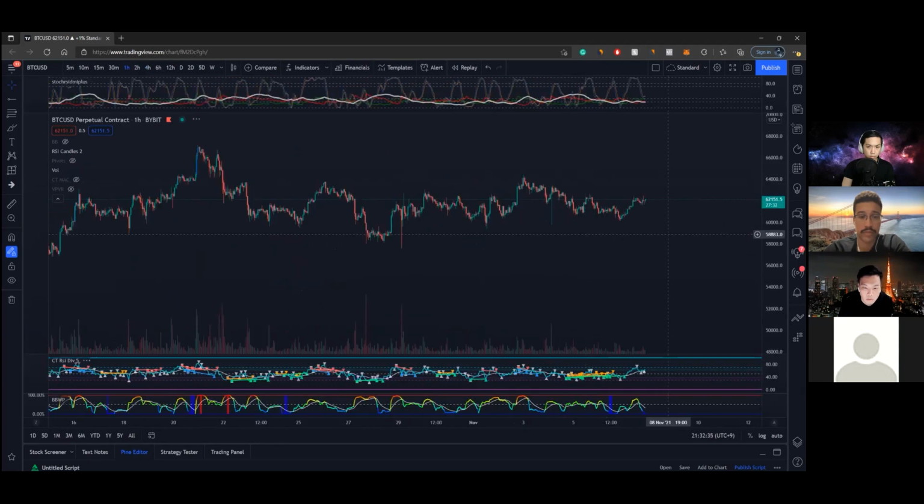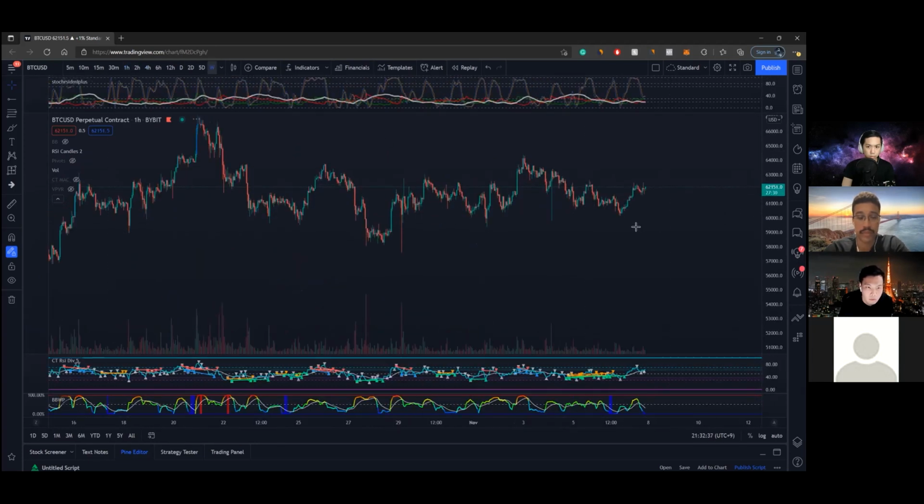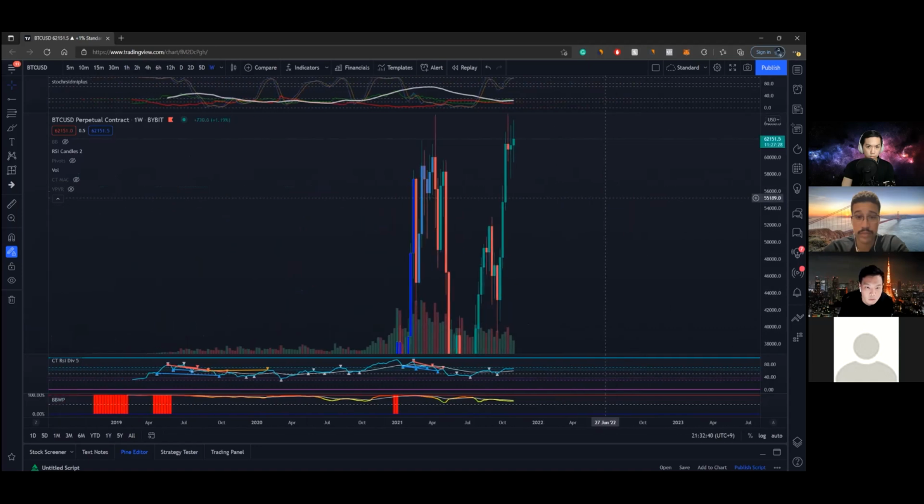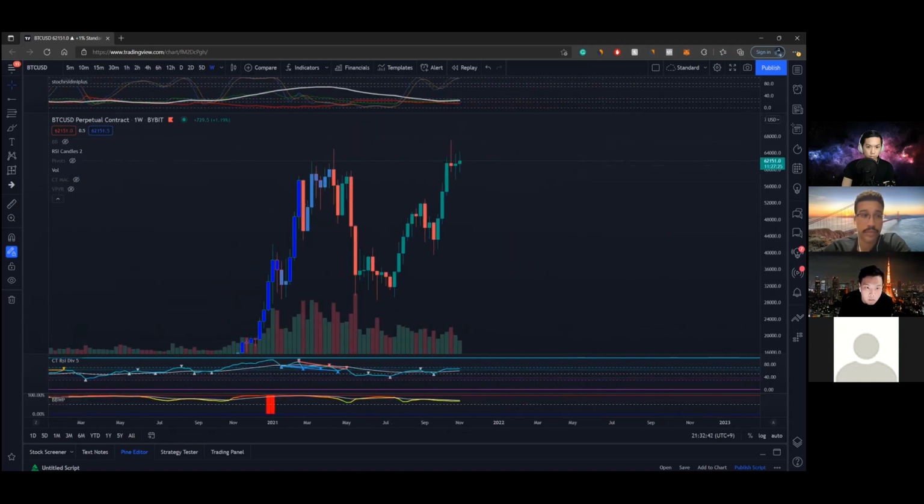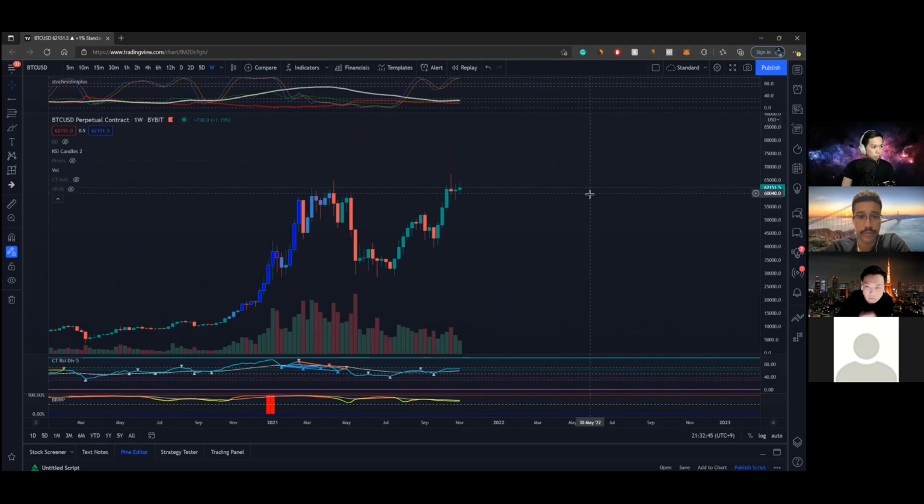And then maybe not the 1 hour, maybe we can do the weekly, because I think the 1 hour and the 4 hour is pretty similar. But what do we see on the weekly? We see new all-time highs.